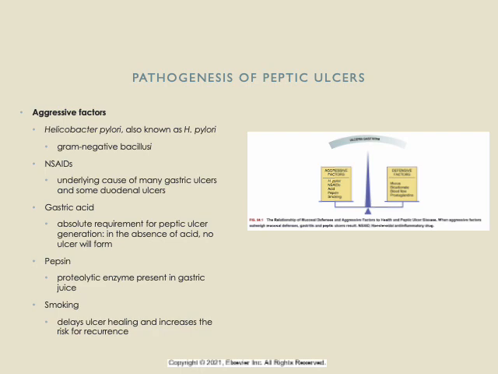And then the next two are pepsin and smoking. Pepsin is a proteolytic enzyme present in all our gastric juices, and just like our gastric acid, it can injure the mucosal layer and all the unprotected cells of the gastric and duodenal mucosa. Smoking delays ulcer healing and increases the risk for the recurrence of ulcers, and it can reduce the beneficial effects of any anti-ulcer medicines that we're using to treat. It can reduce secretions of bicarb, and it can accelerate gastric emptying, which would then deliver more acid into the duodenum.